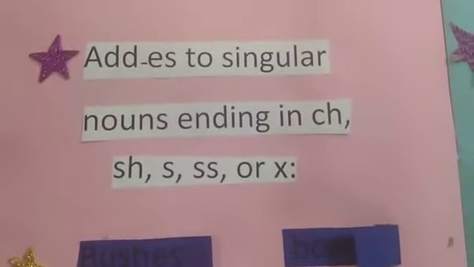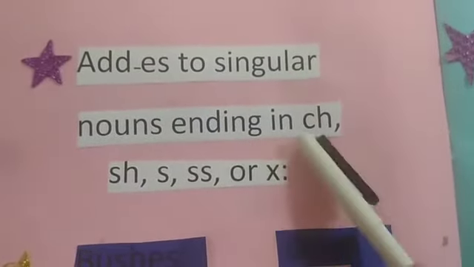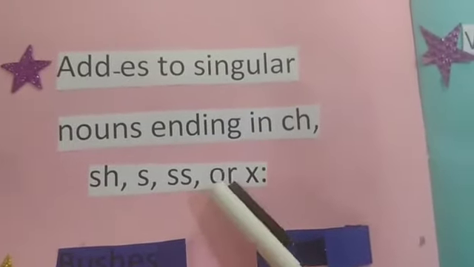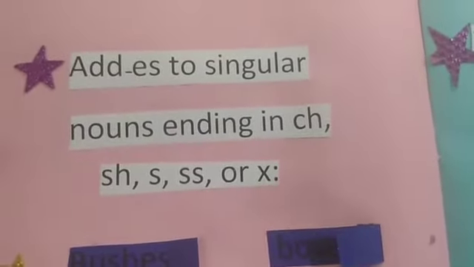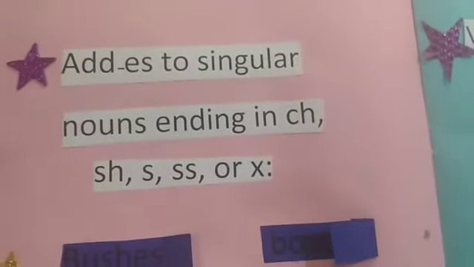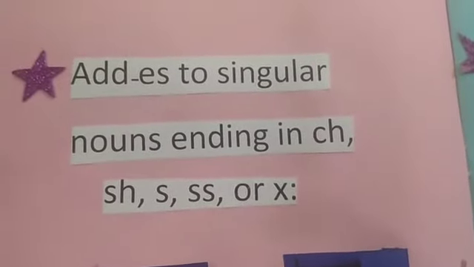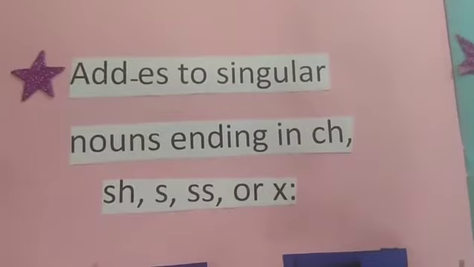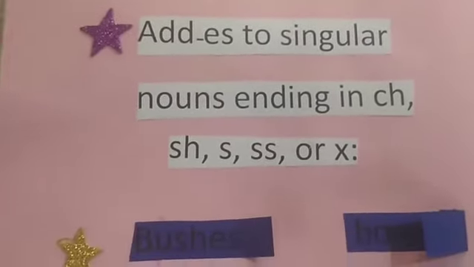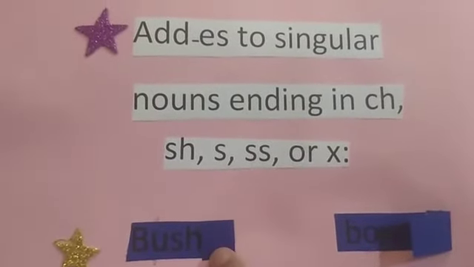The next rule is add es to singular nouns ending in ch, sh, s, double s or x. Remember students that whenever a noun ends in ch, sh, s, double s or x, we simply add es to make plurals of those nouns. Like, there are a few nouns I have written. The first one is bush.